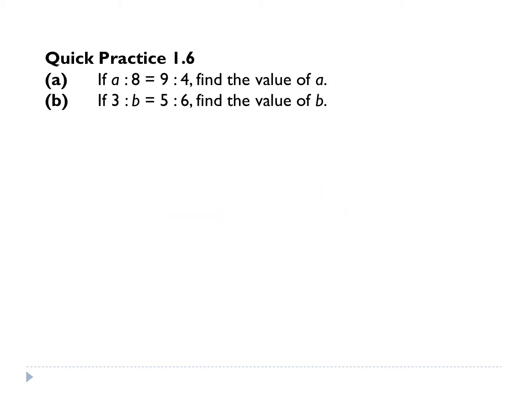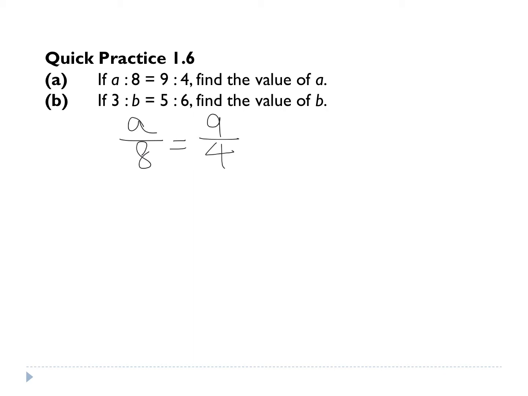Look at this, it will be in your textbook, Quick Practice 1.6. For part A, if A to 8 equals 9 to 4, then find the value of A. So how to do this? First of all, we would like to rewrite the ratio into a fraction. We would write it as A over 8 equals 9 over 4.